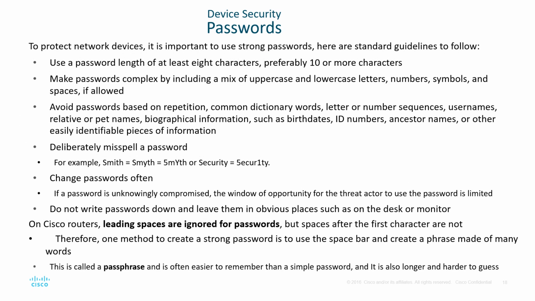Passwords. Again, I'm not going to delve deeply into this. We all know by now that passwords should be a certain length. They should be at least 8 to 10 characters. You want them complex by including a mix of uppercase and lowercase letters, numbers, symbols, and spaces, if allowed. Avoid passwords based on repetition, common dictionary words, letter or number sequences, usernames, relatives' or pet names, biological information such as birth dates, ID numbers, ancestor names, or other easily definable pieces of information. Deliberately misspell a word. See the example Smith here.